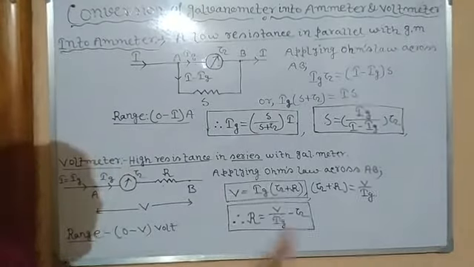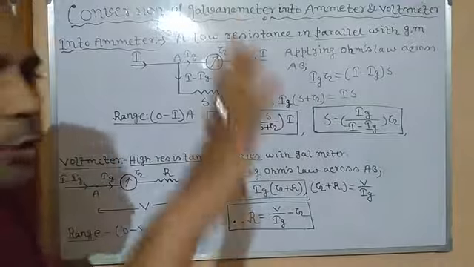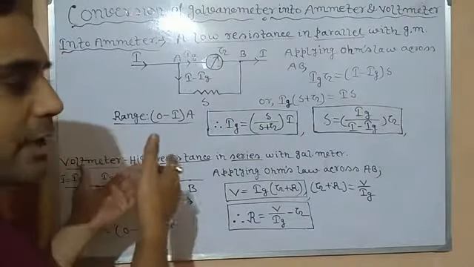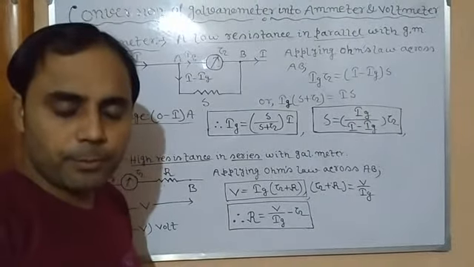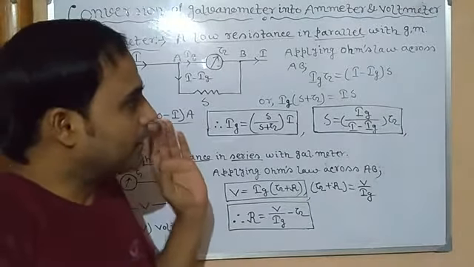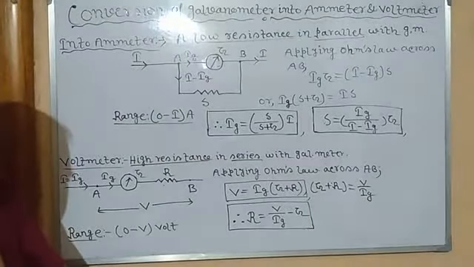So the reading of the voltage which we get through the voltmeter will be less than the actual voltage. Same thing: suppose the actual voltage is 10 volt, and through the voltmeter we get 9.5 volt. So again there will be an error. That's why in case of an ideal voltmeter, the resistance has to be high, isn't it?